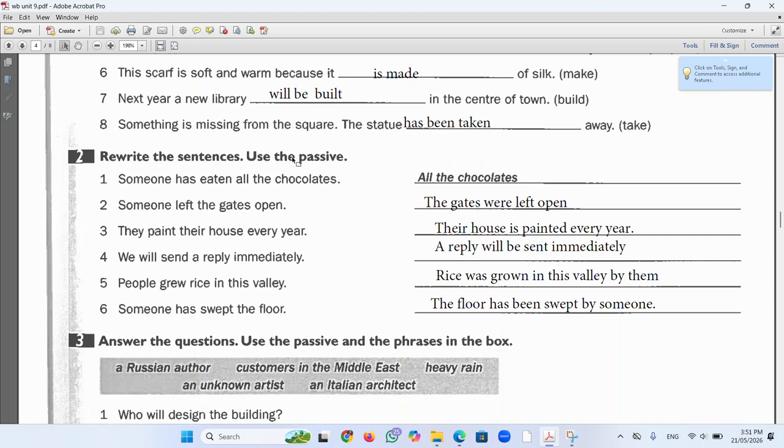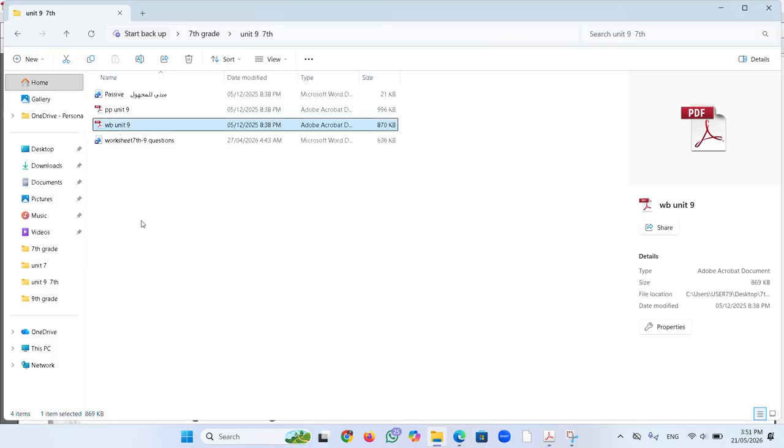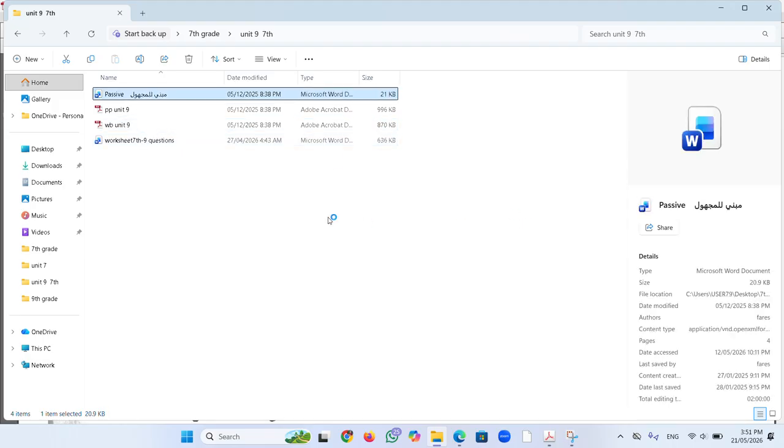This structure is called passive. You must understand how to change these sentences to passive. As I told you before, you must divide the sentence to subject, verb, object, then answer. Let's show you how to work in this material. Just a moment until I open the worksheet on the passive. Look here.